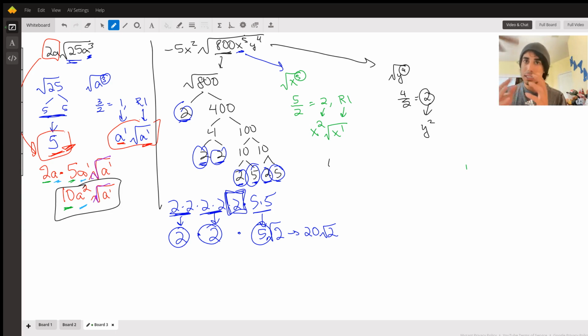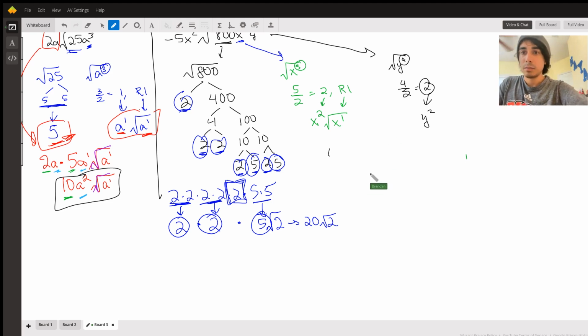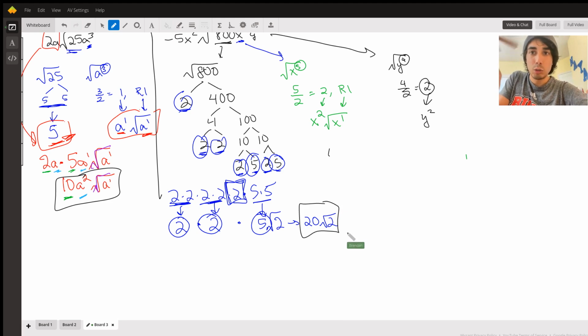Remember, notice that it is a little bit different the way we treat the letters than the way that we treat the numbers. It's just a different process, it feels like. Okay. All right. That said, let's look at everything we've got. From our numbers, we got 20 on the outside, root 2 on the inside. There's our x's. There's our y's.